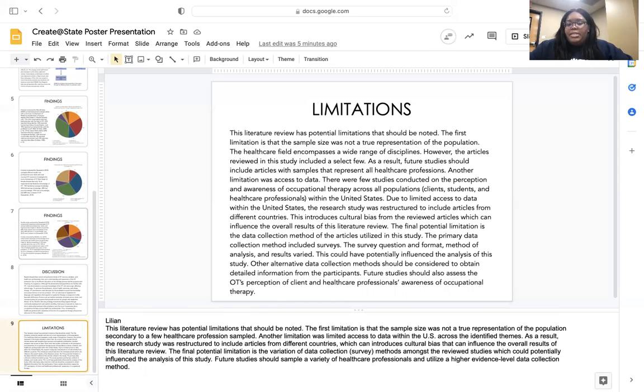The final potential limitation is the variation of data collection methods, in this case surveys, amongst the reviewed studies, which could potentially influence the analysis of this study. Further studies should sample a variety of healthcare professionals and utilize a higher evidence level data collection method.